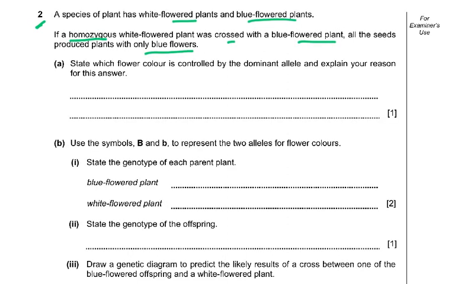How do you attempt this question? It's very simple. It said white is crossed with blue and all the offspring are blue. So what does it tell you? It tells you blue is dominant. Why? Because if it said white into white, all white, then that was recessive. But it said white into blue, all blue.